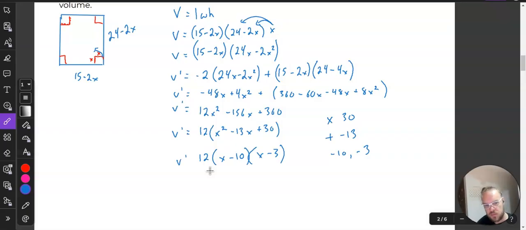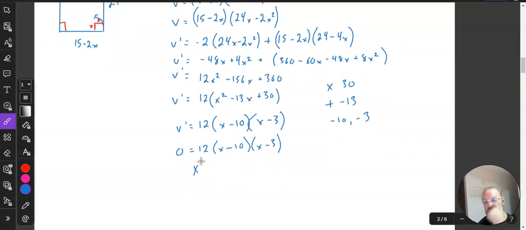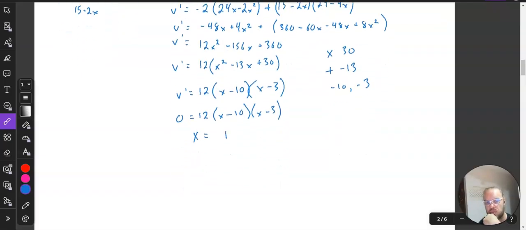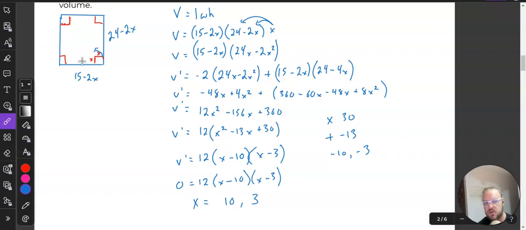And the whole reason I'm doing this is because now it's really easy to solve for when this thing is going to be equal to 0, because now that it's a bunch of things multiplied together, it's real easy for us to see that, oh, it's just going to be when this one's 10 or when that one's 3. So we now have our two answers. We should either cut out squares that are 10 by 10 or 3 by 3.